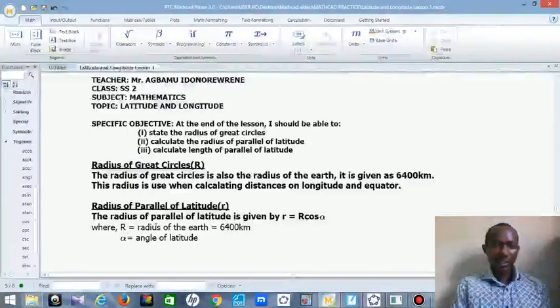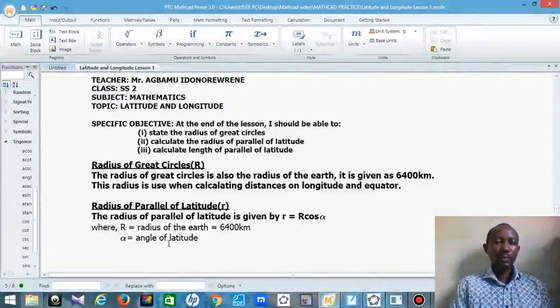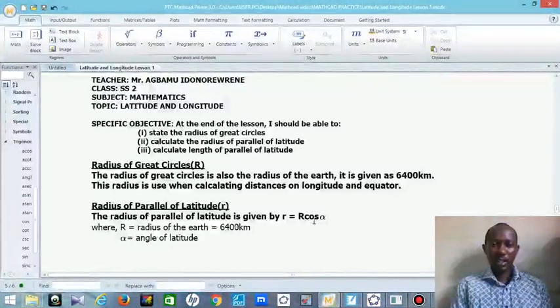Where capital R is the radius of the Earth, which is 6,400 kilometers, then alpha is the angle of latitude. So before you can get the radius of any parallel of latitude, you must know the angle of that latitude. It is the angle of the latitude you will find the cos of, then multiply with the big R, which is 6,400. Then you get the radius of the small circle. But let me just demonstrate how this formula came about. You need to know it.